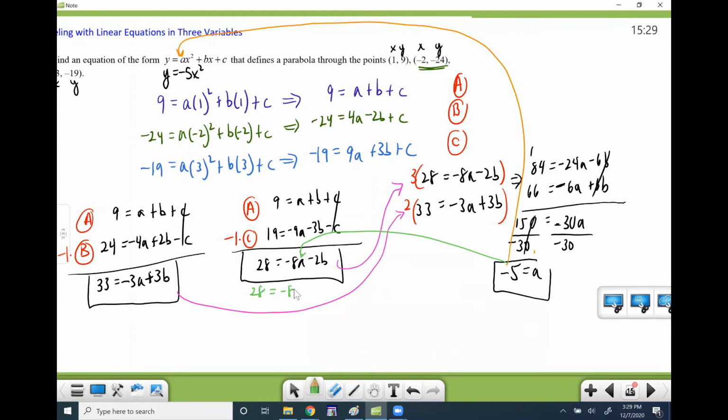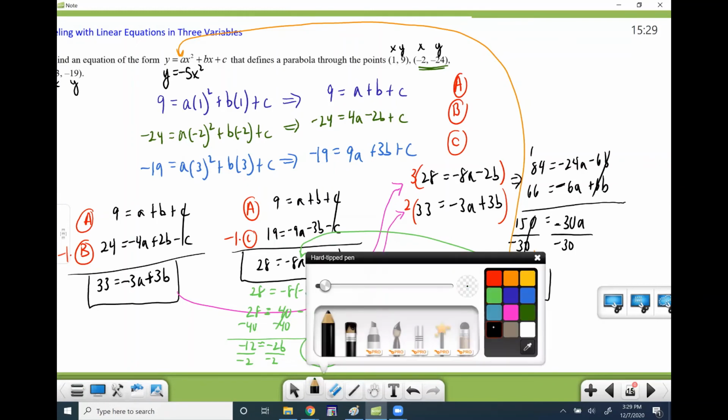28 equals -8 times -5. So 28 equals 40. You know what? I just don't like these at all. They're in my way everywhere. But I feel like you need them to see where we're going because there's so much work. All right, let's take away 40 from both sides. That's -12. So if you divide by -2, it looks like B is going to be +6.